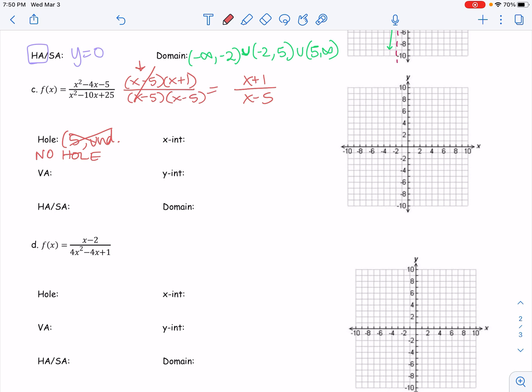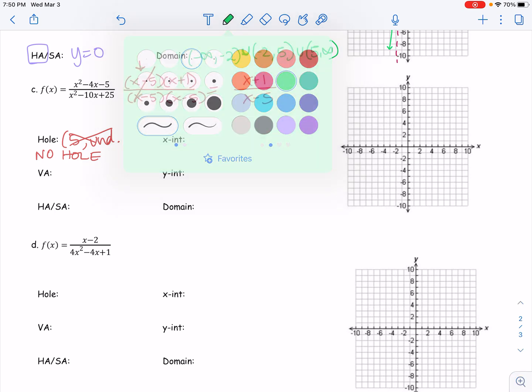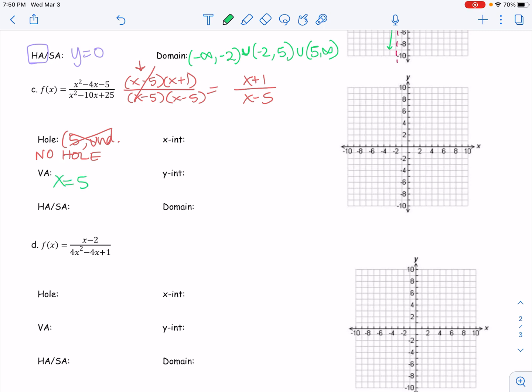Okay. Do we have a vertical asymptote? We sure do. Set that denominator equal to 0, and we get x is equal to 5.